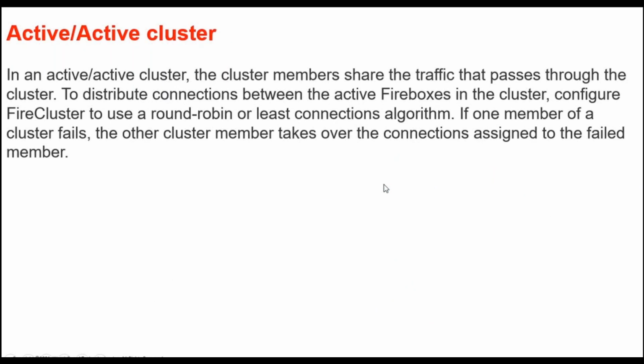All right, so that was the active passive, and most of the time, that's the one that I recommend using for your high availability configuration for the firewall. There's another option available, which is used much less than active passive. For the active cluster, the cluster members share the traffic that passes through the cluster, and it's going to distribute these connections between the active and the passive. We're going to do the configuration to use either round robin or the least connections, depending on the requirements. If one member of the cluster fails, then the other cluster member takes over the connection assigned to the failed member, right?